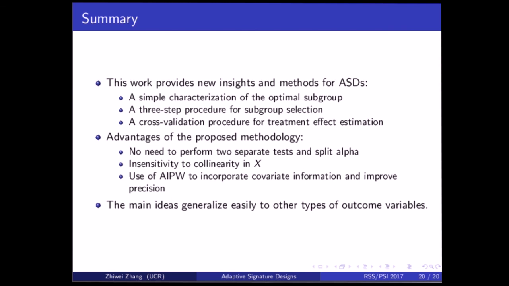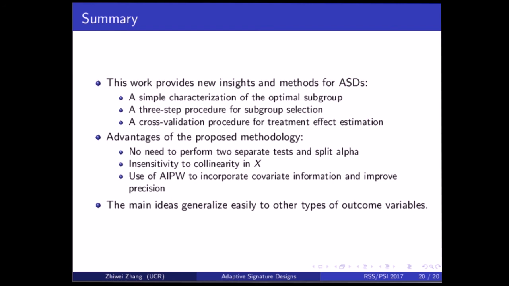And here is a summary on the next and final slide, number 20. So in summary, this work provides some new insights and methods for adaptive signature design, including a simple characterization of the optimal subgroup, a 3-step procedure for subgroup selection, and a cross-validation procedure for treatment effect estimation.